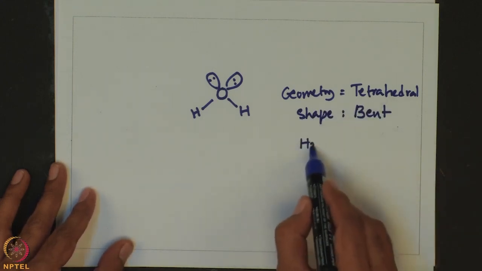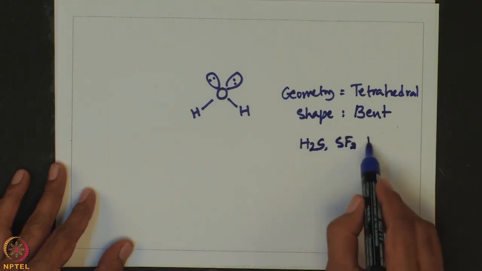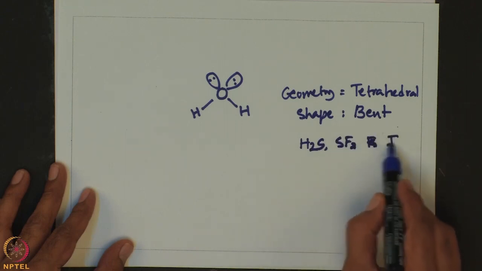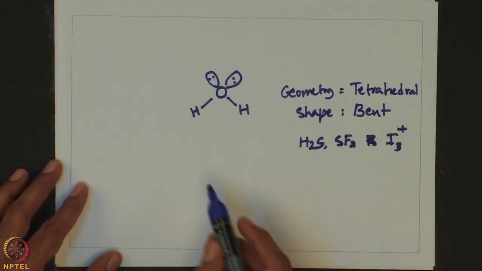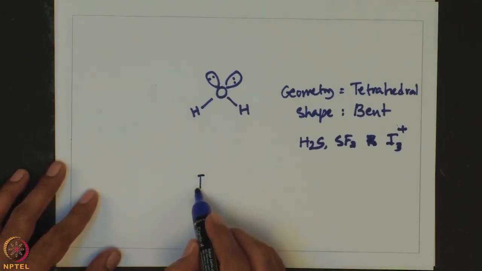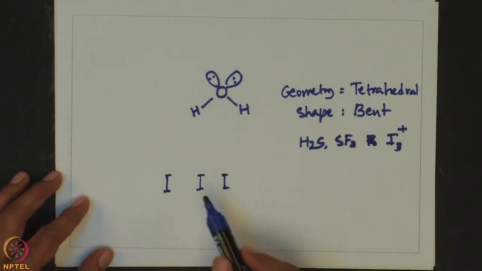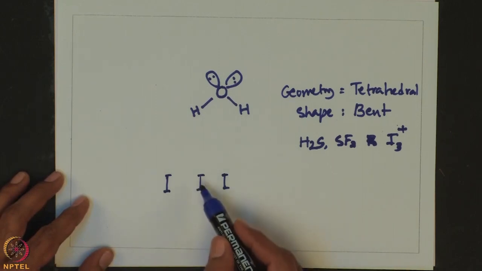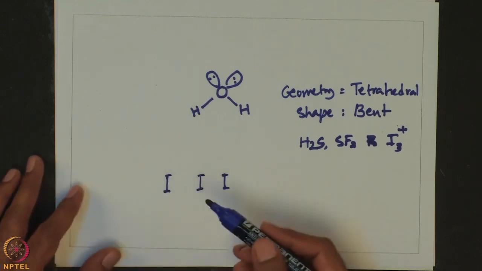Besides, other examples are H2S, SF2, I3 plus. Let us look into I3 plus. I3 plus is interesting; one of the iodines will be the central atom here. So first, let us count the number of electrons using the Lewis method. In counting, either we can count all the valence electrons of the central atom and just one electron from the peripheral atoms, or we can count everything and try to satisfy the octet. Either way, one can write it.